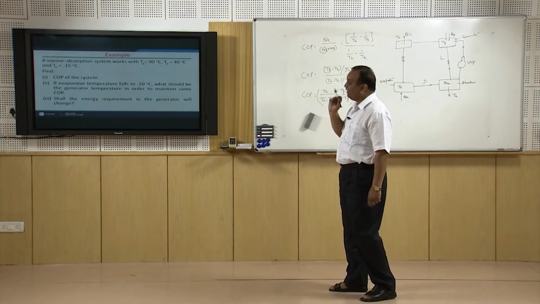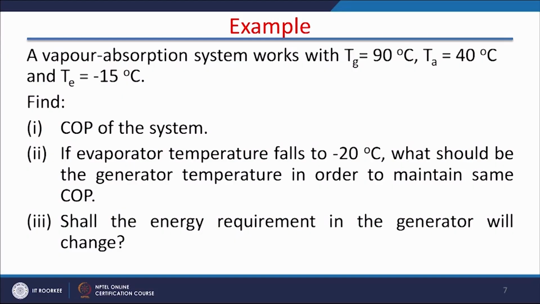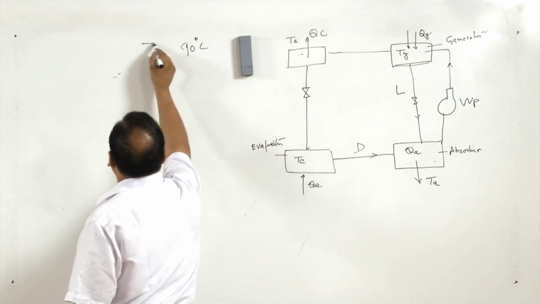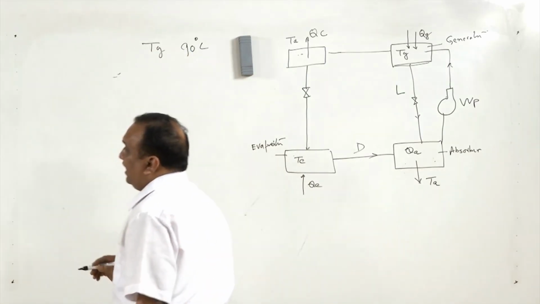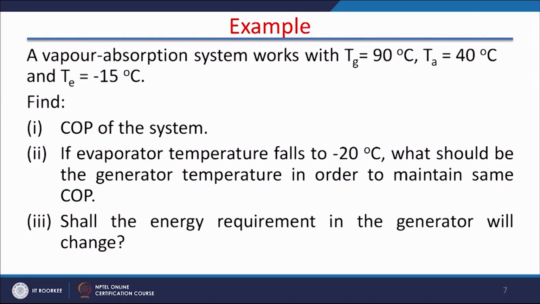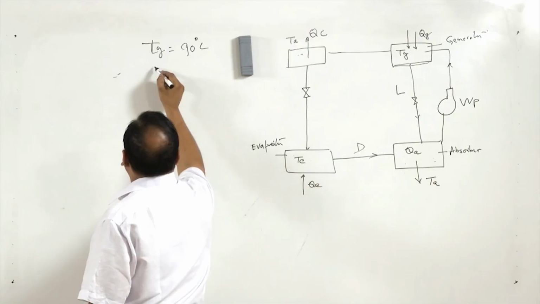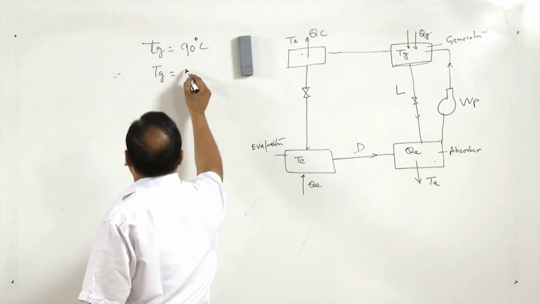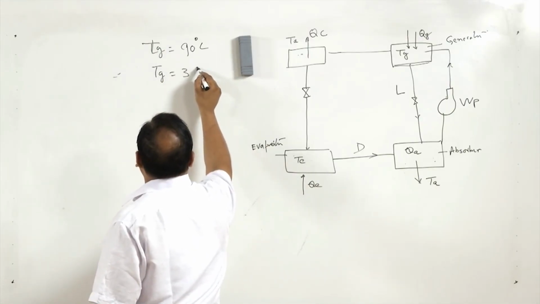I will take one example here. In this example, there is a vapor absorption system working with Tg equal to 90 degree centigrade, so the absolute temperature of Tg is 363 Kelvin.